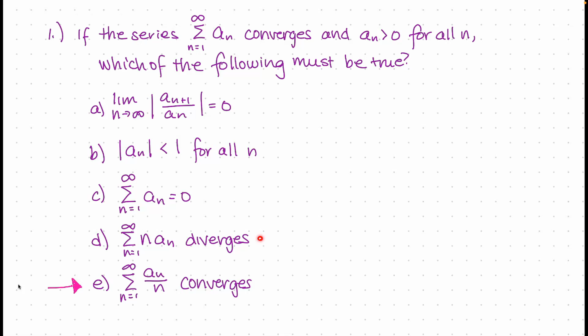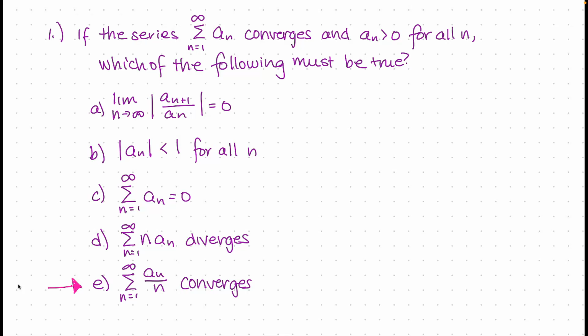Think about p-series for D. If a sub n is 1 over n squared, the summation of 1 over n squared will converge, but n times this doesn't have to, it diverges. But if a sub n was 1 over n cubed, then n times a sub n would be 1 over n squared, which still converges. So E must be true. D does not have to be true. Any questions on that?